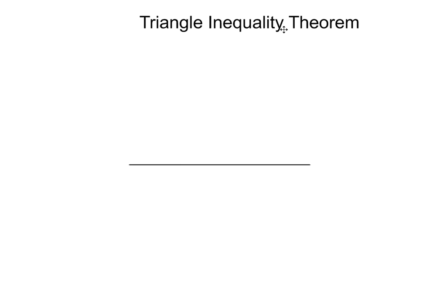So the triangle inequality theorem states that in a triangle, the sum of any two sides is bigger than the third side. So if you have three sides, if you add two of them together, it's always going to be bigger than the third side.